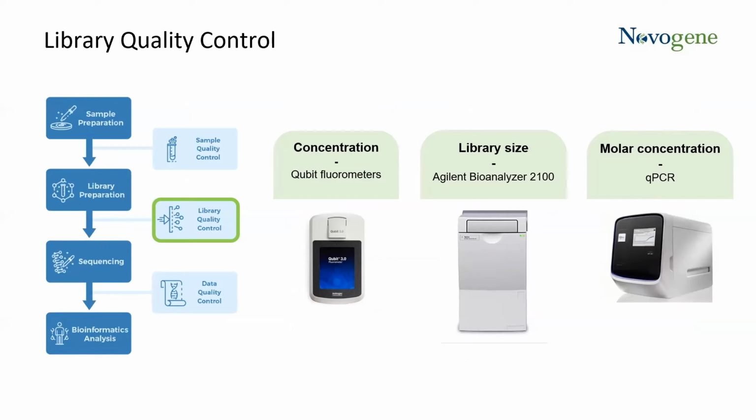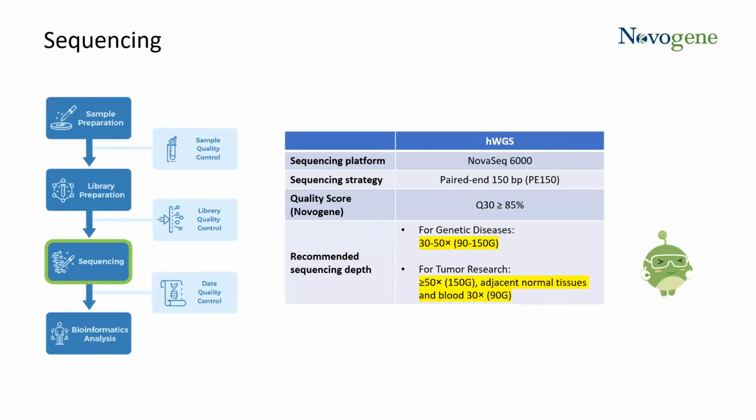So to summarize, we will use Qubit to measure the concentration of the library. Once this is done, we'll issue a library QC report. And we will wait for your confirmation to move on with the samples or not.